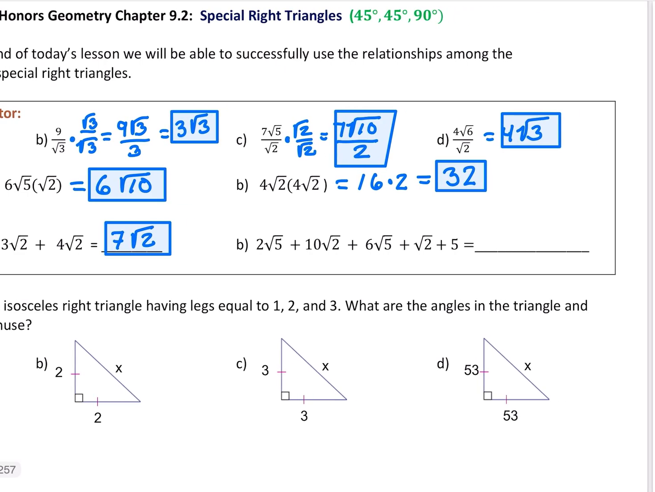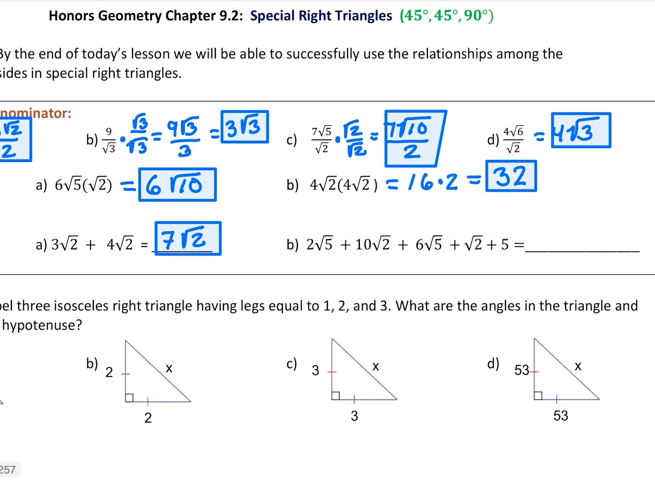For the next one, remember we're grouping. We're going to put all the root 5s together, and all the root 2s together. Anything that doesn't have a root, we call a constant, and we leave it all by itself. Let's group all the 5s together. You have 2 for the first one and 6 for the second one. That would be 8 root 5.